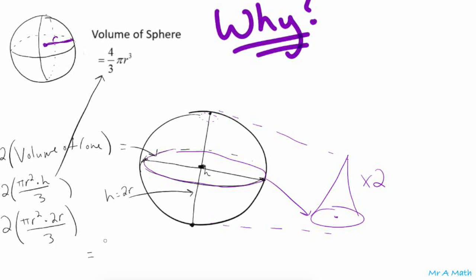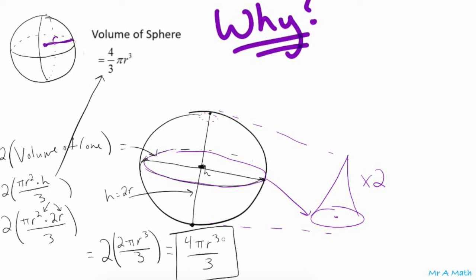If I simplify everything and combine like terms, I will get 2 times 2 pi r cubed over 3 as my answer, right? Because these 2 r's right here are going to multiply together to give me r cubed. The 2 can be written in front, and then pi just as pi. And now if I distribute this 2 in, 2 times 2 gets me 4 pi r cubed divided by 3. So this is where we get our formula for the volume of a sphere.